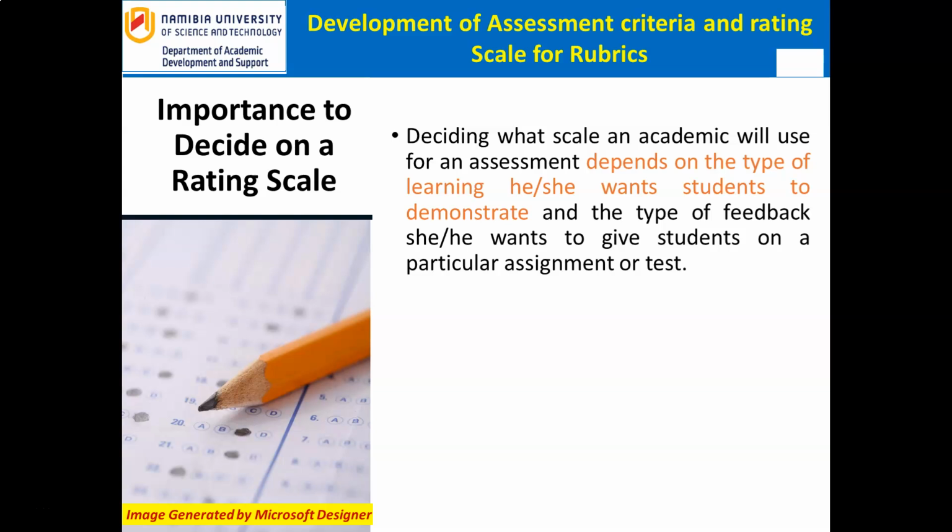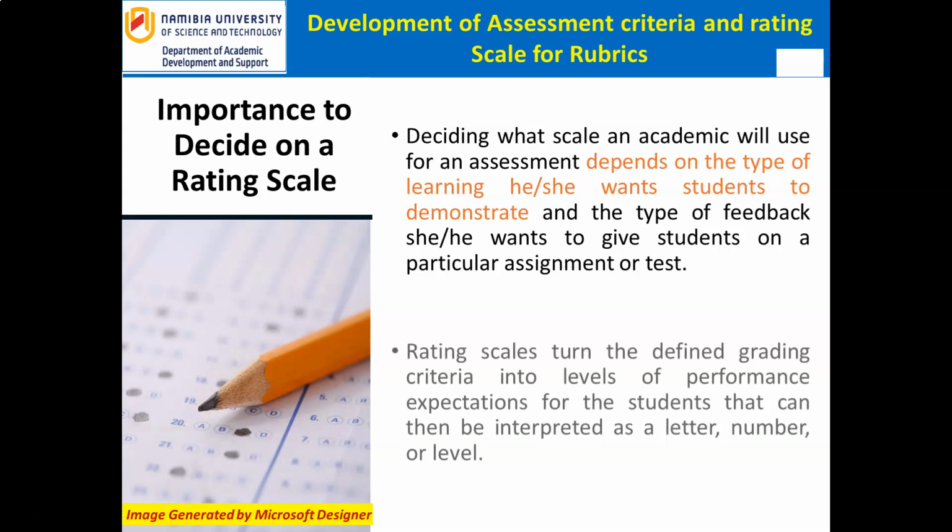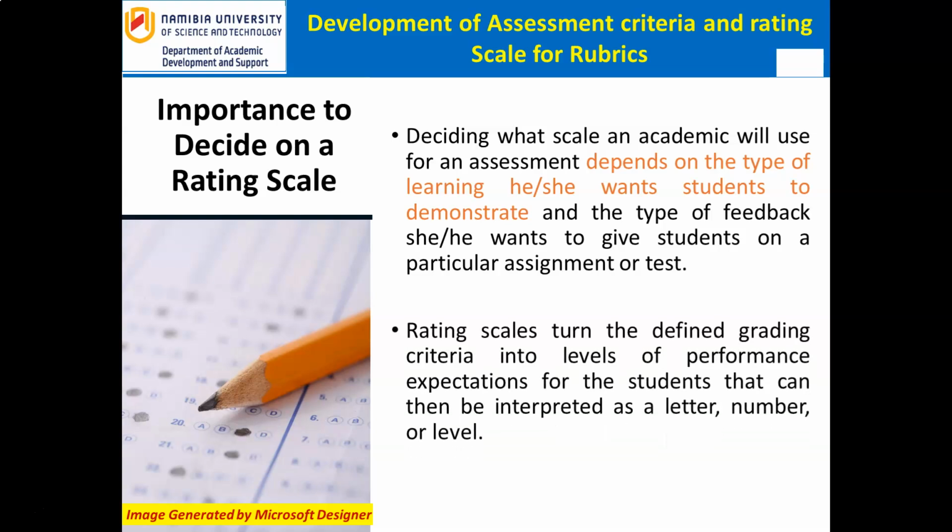For example, for an introductory lab report early in the semester, an academic might not be as concerned with advanced levels of precision as much as correct displays of data and the tone of the report. Therefore, grading heavily on copy editing or advanced analysis would not be appropriate. The criteria would likely be more rigorous by the end of the semester, as an academic builds up to the advanced level he wants students to reach in the course. Rating scales turn the defined grading criteria into levels of performance expectations for the students that can then be interpreted as a letter, number, or level.